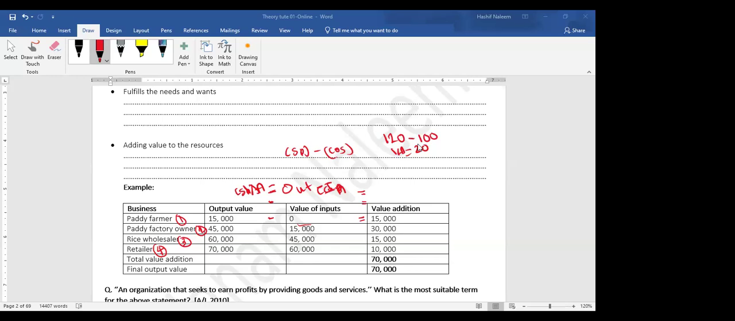When you take the paddy factory owner, he purchased paddy. That raw paddy, he converted it to what? Rice, and only he sold. So he's changing the nature of the resource.